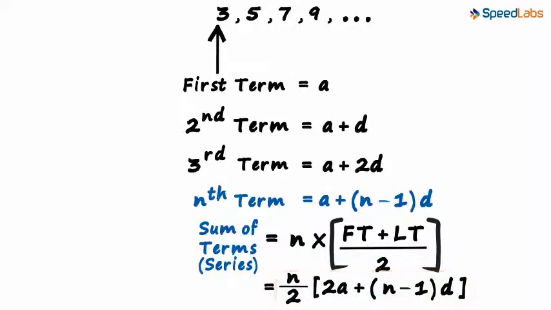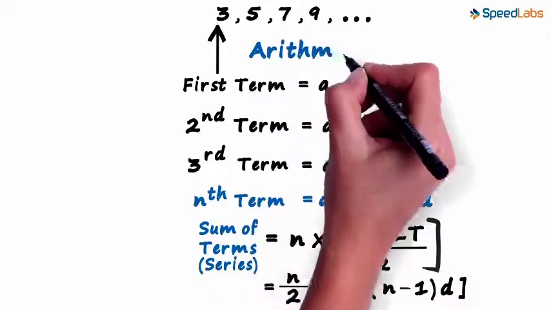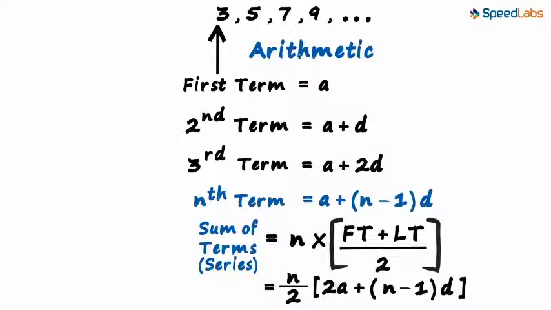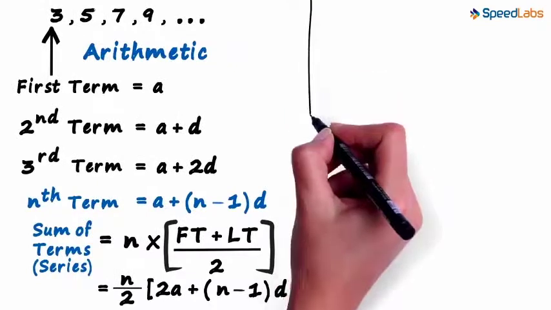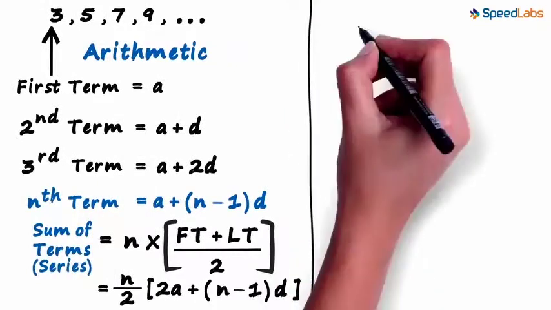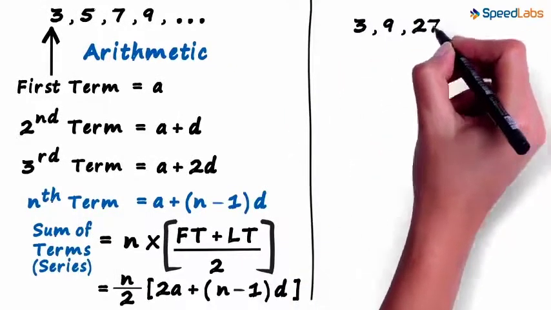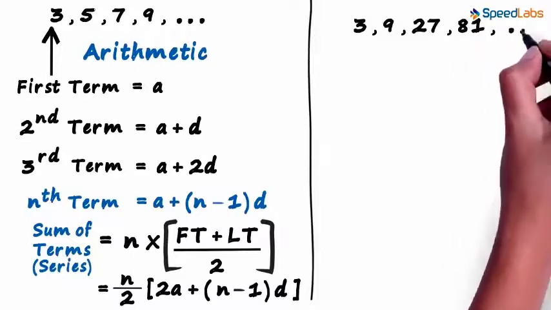But wait, this is only an arithmetic sequence. Yes, this is an arithmetic sequence as the difference between 2 consecutive terms is constant. But wait, what are the other types of sequences then? To look at more types, we go through the next sequence. 3, 9, 27, 81 and so on.